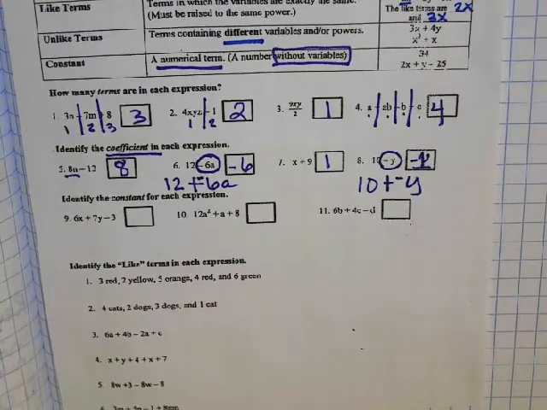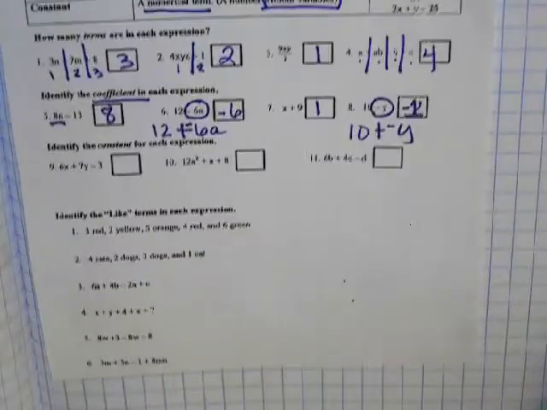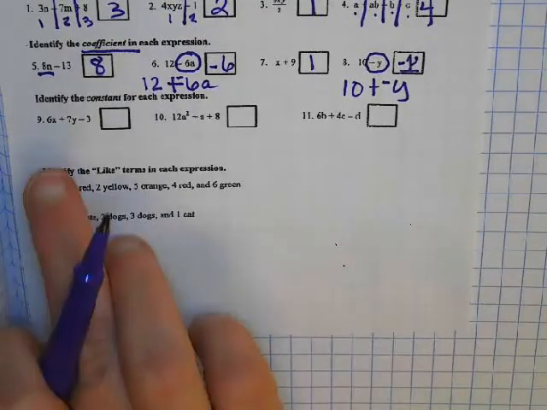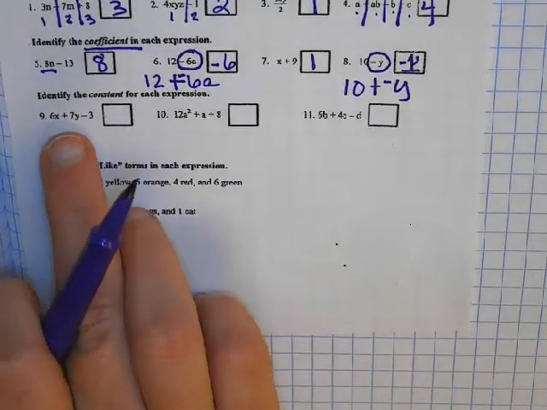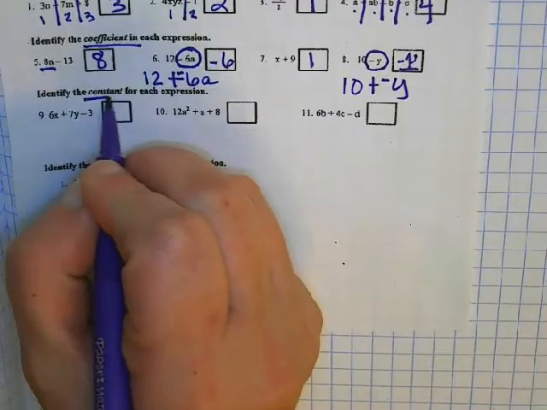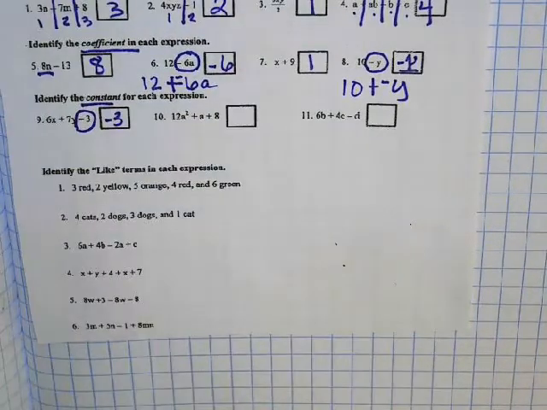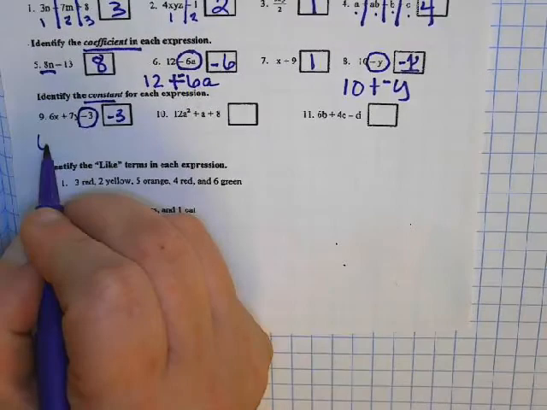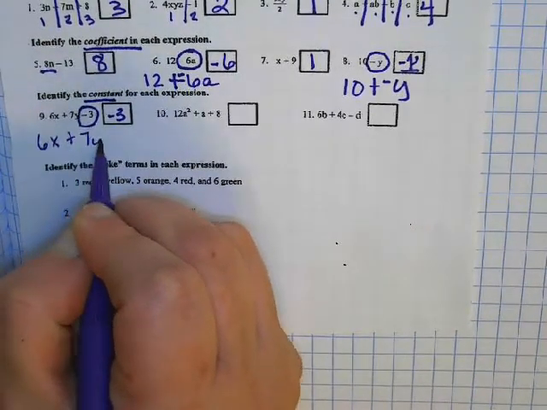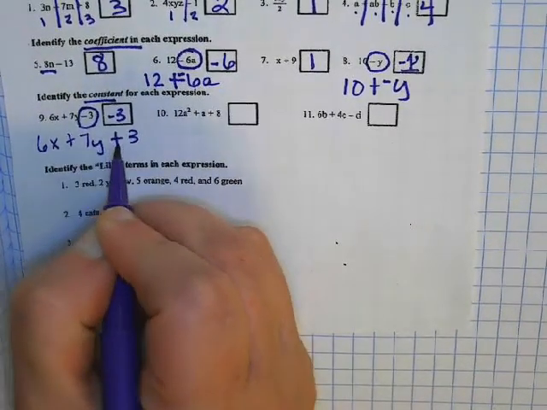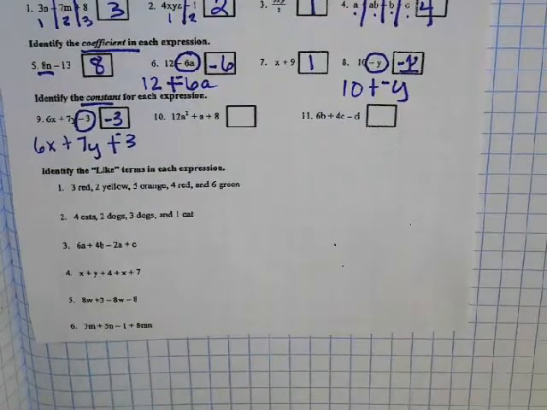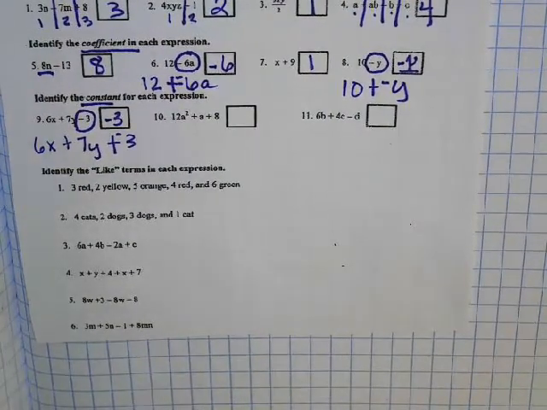Good job. So now let's look for the constants. Now, 6x plus 7y minus 3. Constant means no variable. We group the whole symbol, negative 3 is our constant. Remember, if we write that out, keep, change, opposite, that is a negative 3. Pause the video right here and try the next two.